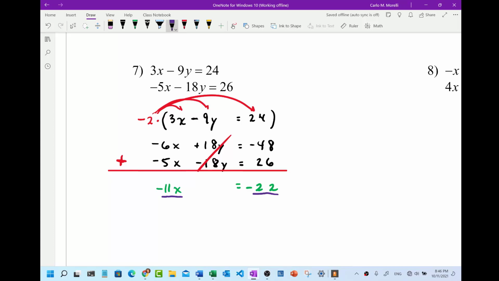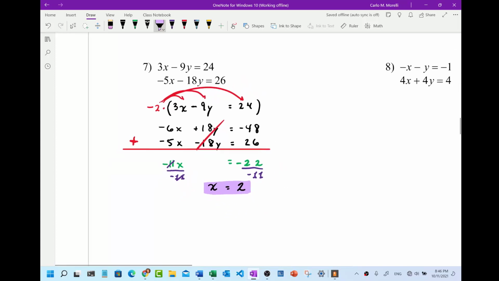So I'm going to divide both by negative 11. Cancel, cancel. Right? So x equals, be careful here, what am I doing? Positive 2. Alright, so now I know that x equals positive 2. Okay. Where should we plug this in? Top one? Yeah, less negative symbols, I'm guessing. So I'm going to write 3, open parentheses, 2 minus 9y equals 24. 6 minus 9y equals 24.